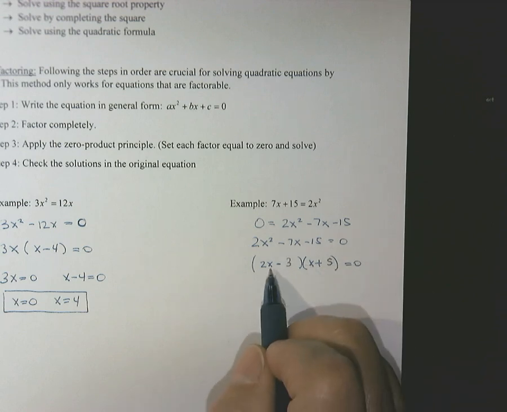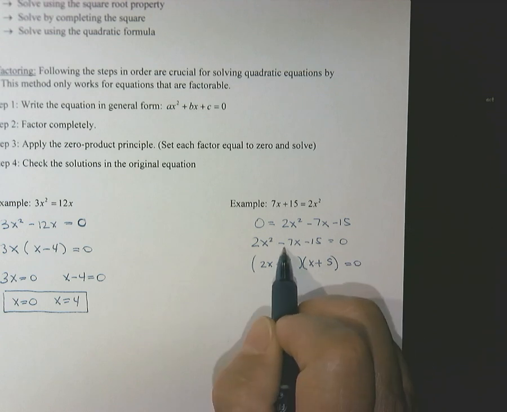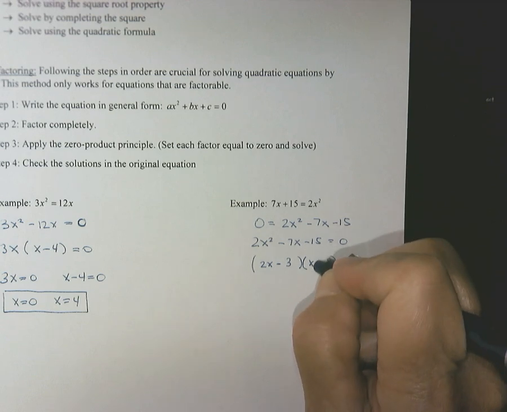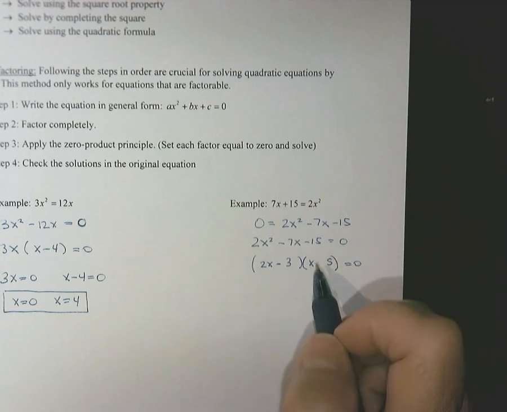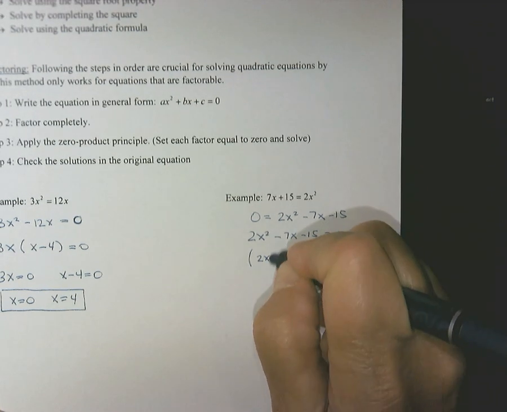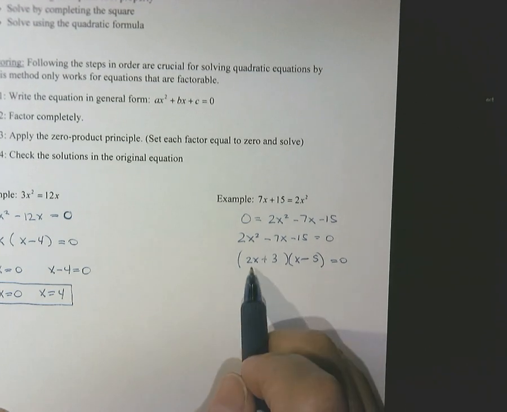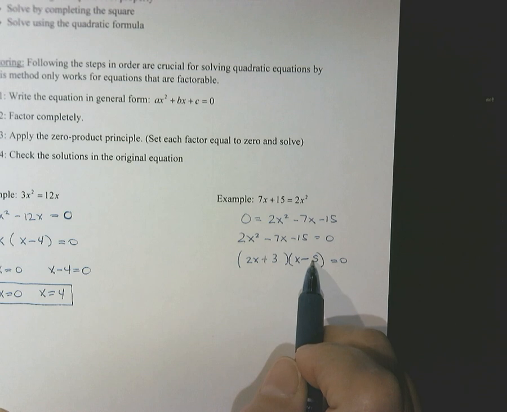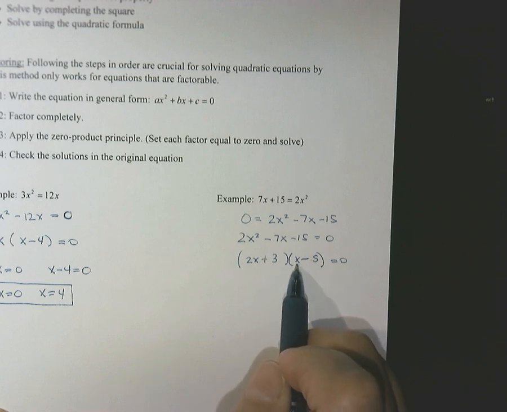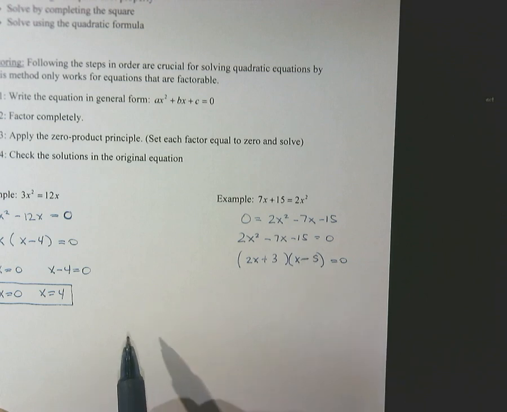Now I have 2x squared plus 10x minus 3x. Plus 10 minus 3 is a positive 7. I want a negative 7. So that means I need this to be a negative and this to be a positive. Now I check it one more time. 2x squared minus 10x plus 3x gives you my negative 7x, and 3 times negative 5 is negative 15.